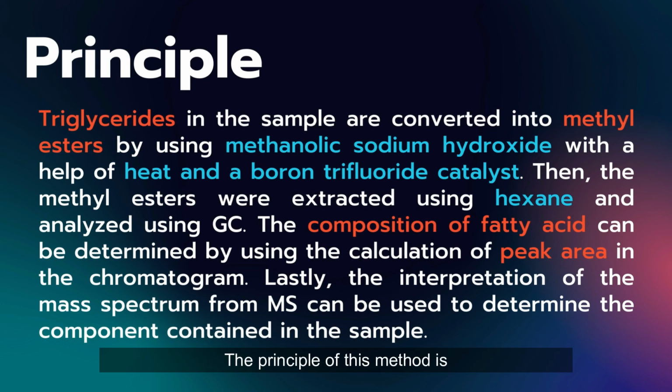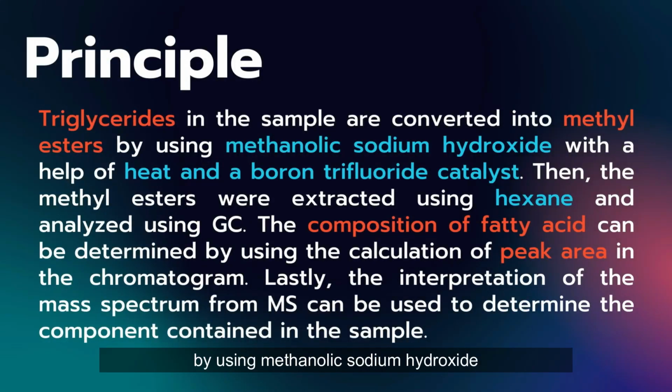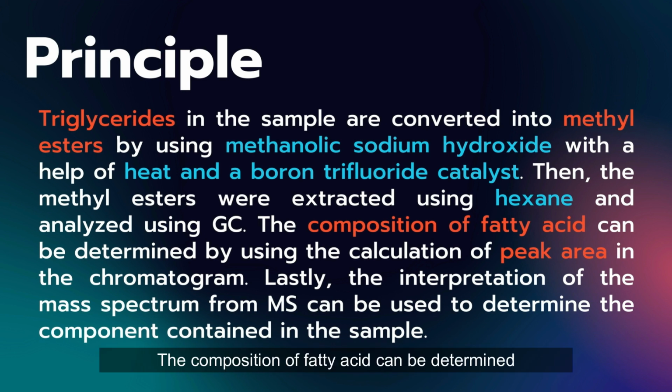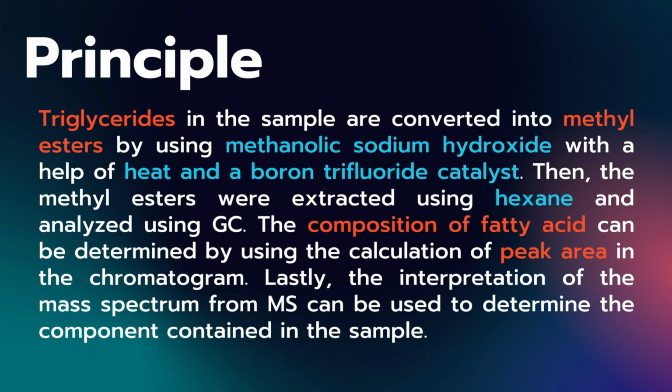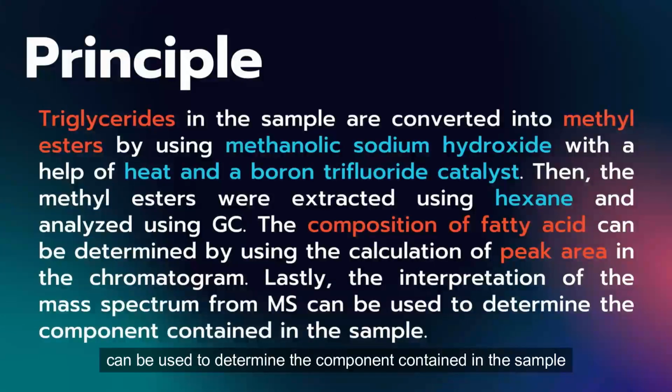The principle of this method is that triglycerides in the sample are converted into methyl esters by using methanolic sodium hydroxide with the help of heat and boron trifluoride as catalyst. Then, the methyl esters are extracted using hexane and analyzed using GC. The composition of fatty acids can be determined by calculating peak areas in the chromatogram. Lastly, the interpretation of the mass spectrum from MS can be used to determine the components contained in the sample.